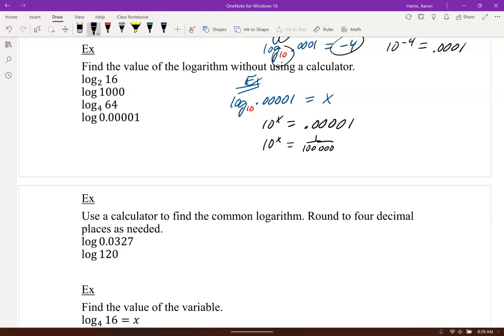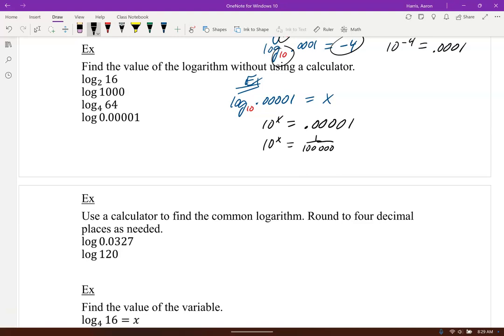Well, I know 10 to the -1, that's not it because that's 1 over 10. Right? So it's not 10 to the -1. 10 to the -2. I'm getting closer. That's 1 over 10 squared, or 1 over 100. Right? That's not it. I'm trying to get 1 over 100,000. 10 to the -3. That's 1 over 1,000.